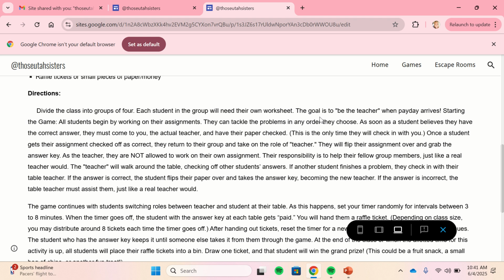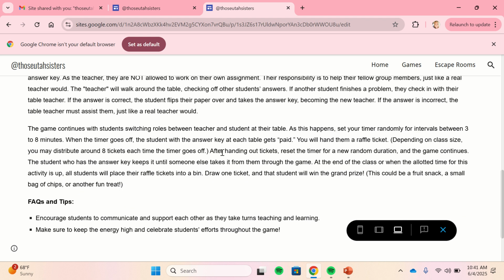If another student finishes a problem, they check in with their table teacher. If the answer is correct, that student then flips over their paper, they take the answer key, and they are now the new table teacher. If an answer is incorrect, the table teacher is going to help them just like a real teacher would, and then they continue working on their worksheet. This game is going to continue with students switching roles between the teacher and the student per table.